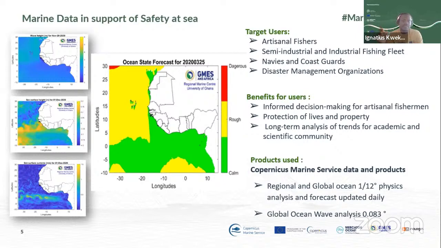So it gives them the choice to actually decide whether they want to go out to sea or not. And the property owners, like the canoe owners, can also decide, no, I have received this alert. I will not allow you to go out with my vessel to fish because it might lead to the damage of my property.